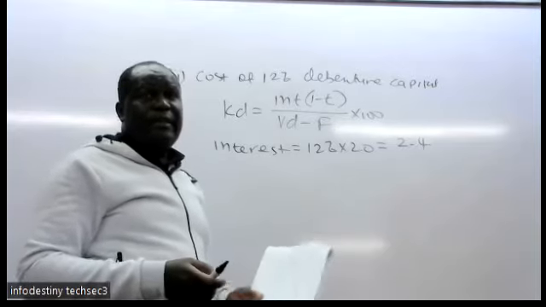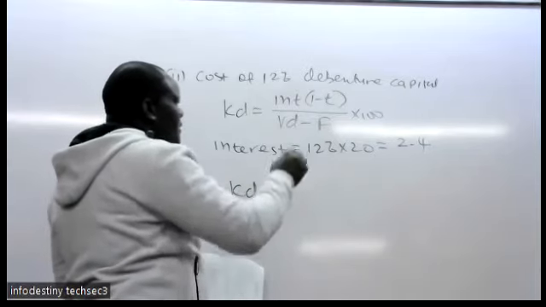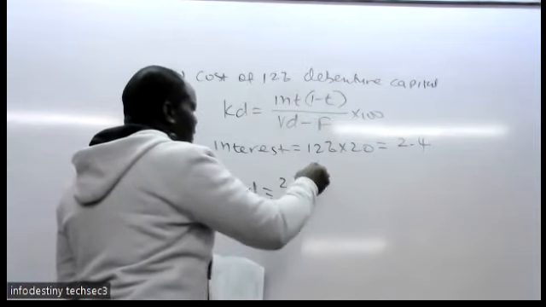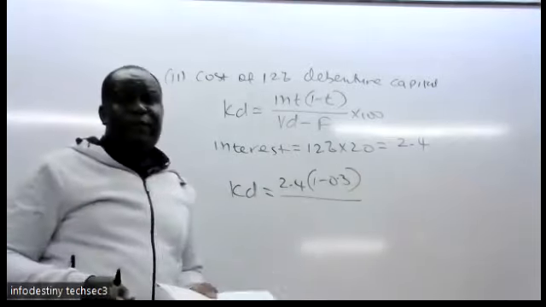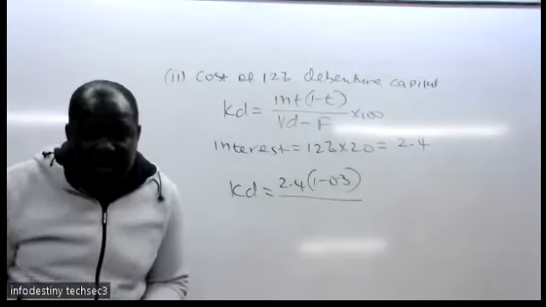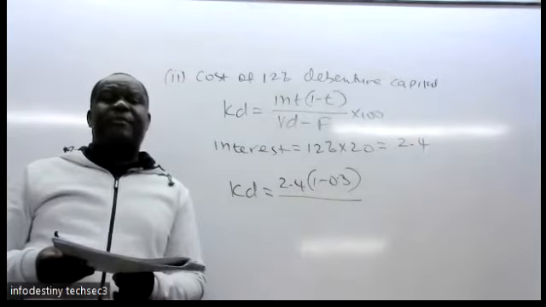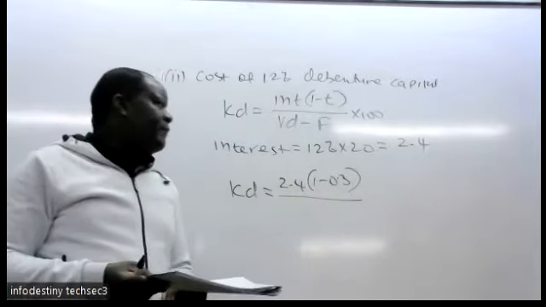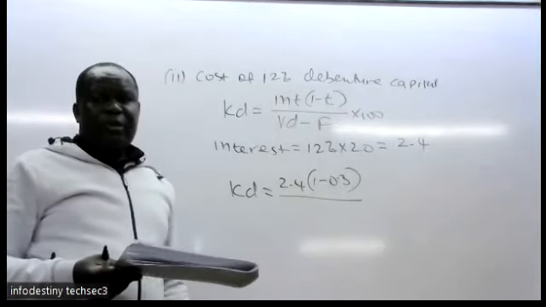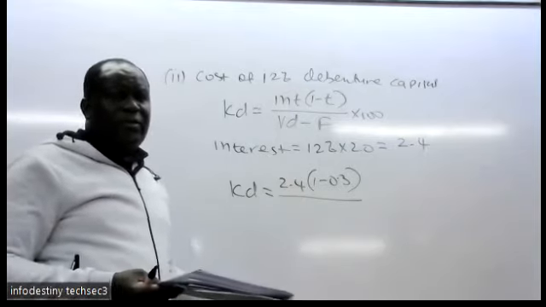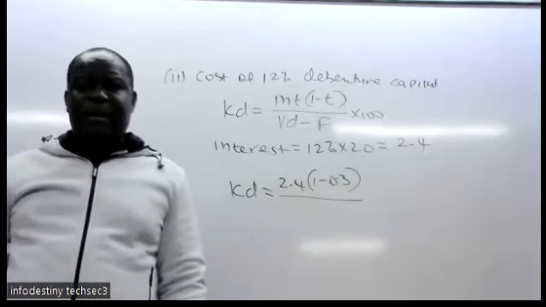So we use ex interest. To get our Kd, interest is 2.4, then 1 minus 0.3. The current value of the debenture, which is 112, is with interest. So you subtract the interest of 2.4. When you subtract interest of 2.4 from the 112, what do we come up with?